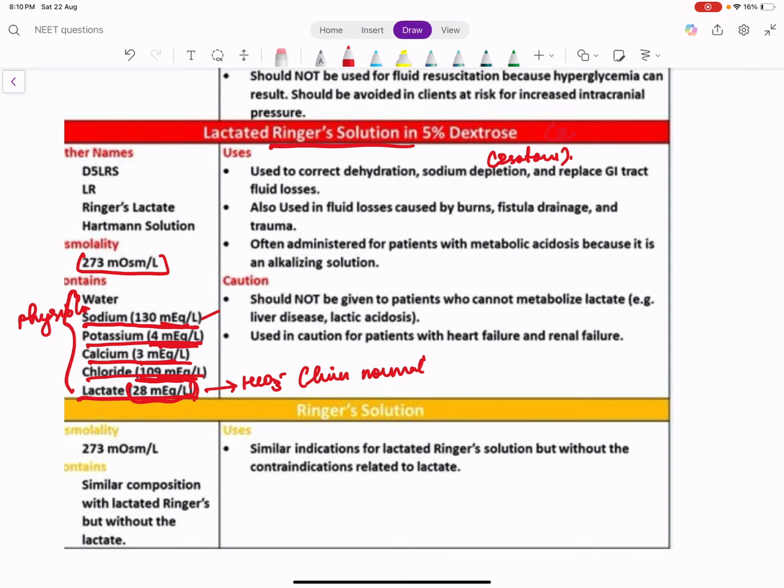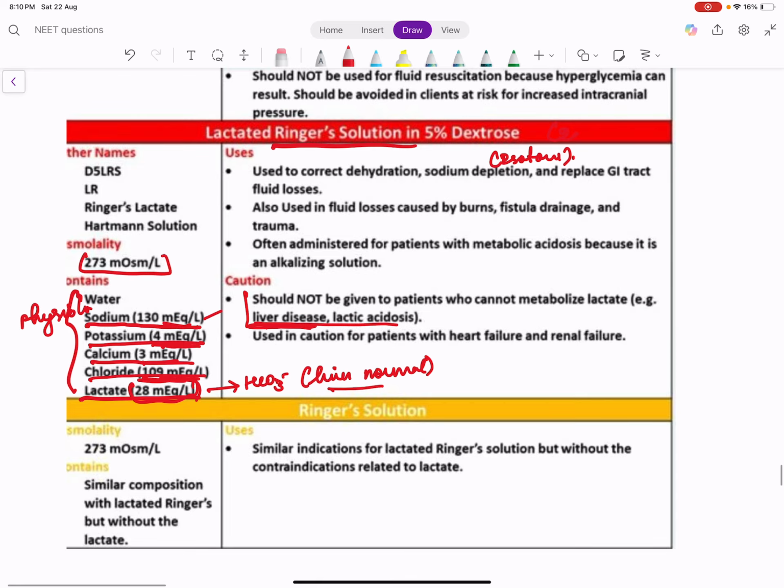Okay, that is why this Ringer's lactate should not be given if there is a liver disease, because the liver only converts lactate to bicarbonate. When the liver is diseased, this Ringer's lactate cannot be converted to bicarbonate, so it will lead to acidosis. So never give it if there is liver cirrhosis.